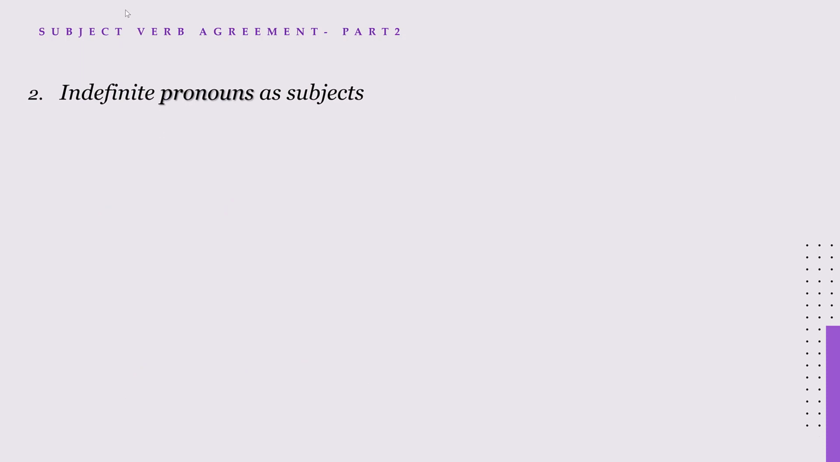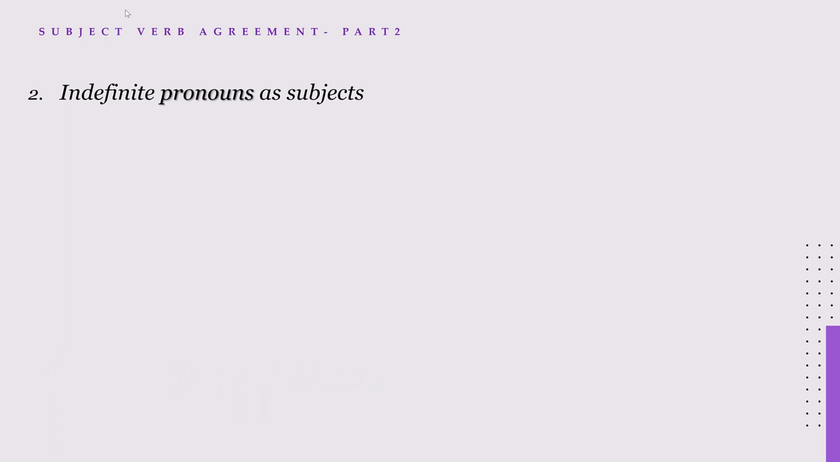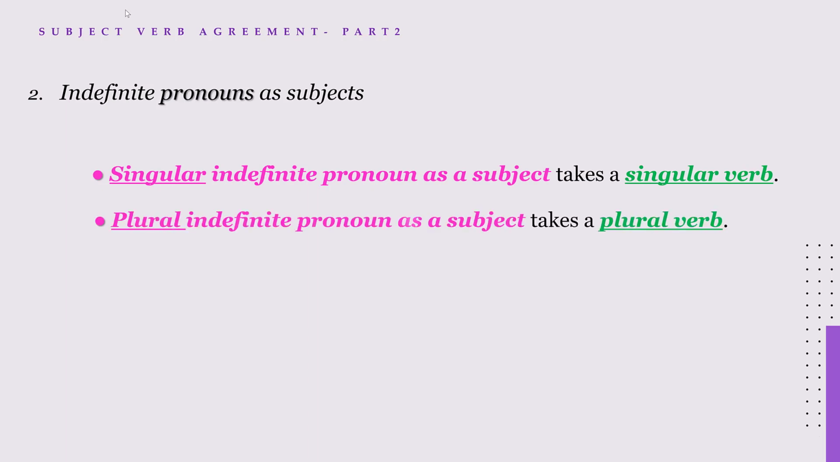Rule number 2. Indefinite pronouns as subjects. Indefinite pronouns can sometimes create confusion when it comes to subject-verb agreement in a sentence. Here are some common indefinite pronouns and you can see how they affect subject-verb agreement. A singular indefinite pronoun as a subject takes a singular verb. A plural indefinite pronoun as a subject takes a plural verb. Let's look at this in more detail.